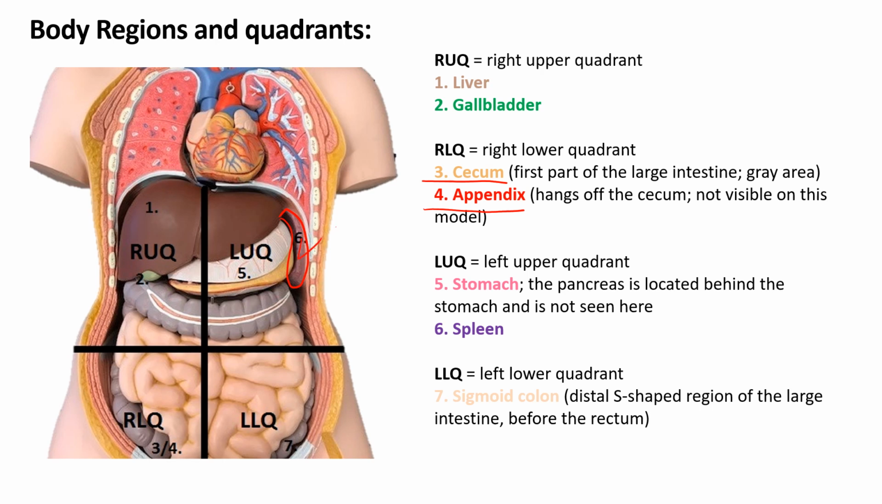We only have one spleen. We only have one liver. The liver is in the right part of your body. The spleen is in the left part of your body.